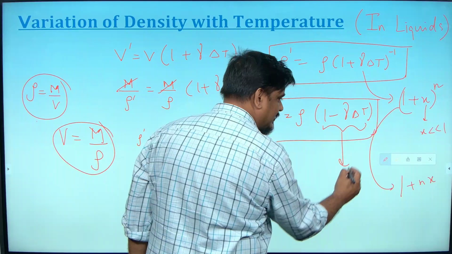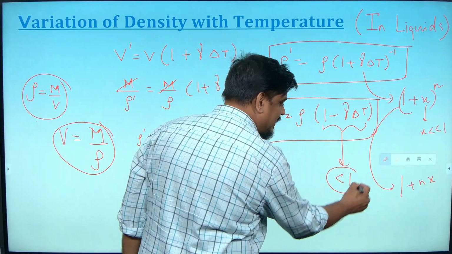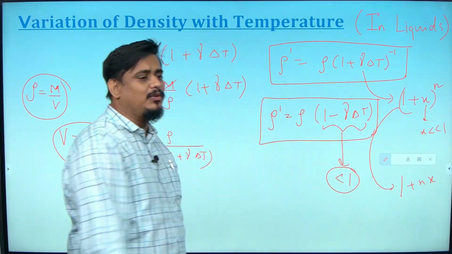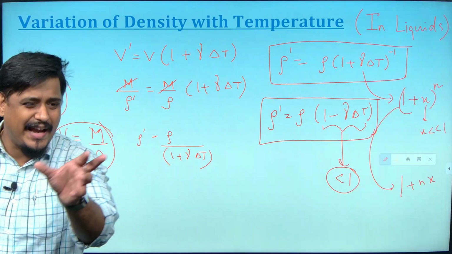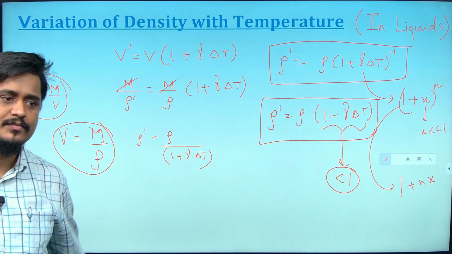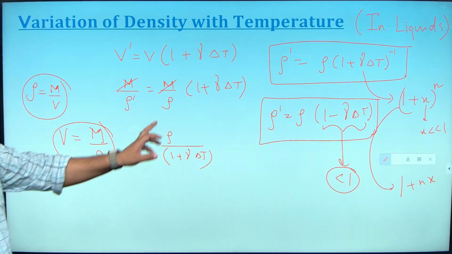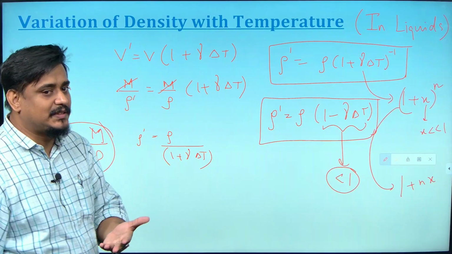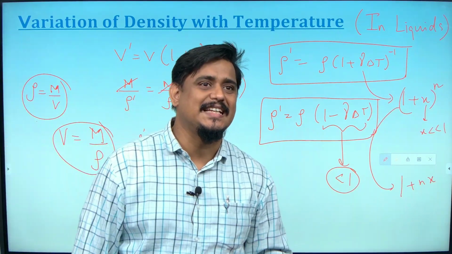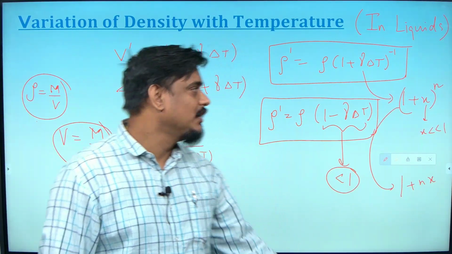Can you not feel it? If it is going to be less than 1, then rho dash will become equal to rho into 0.9 or something, which is lesser than 1. So the density of the liquid reduces when its temperature is increased. If understood, please copy it fast.